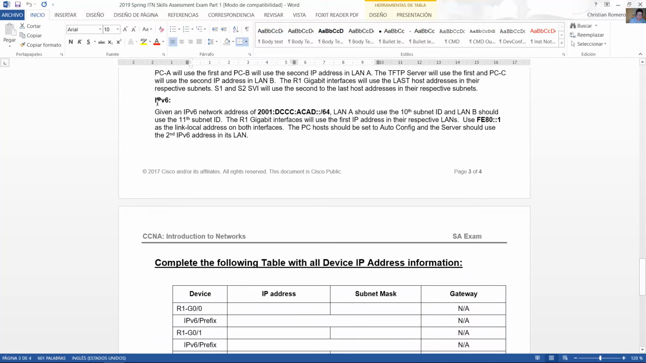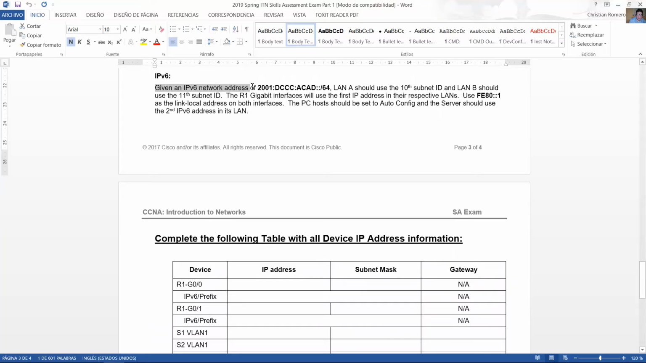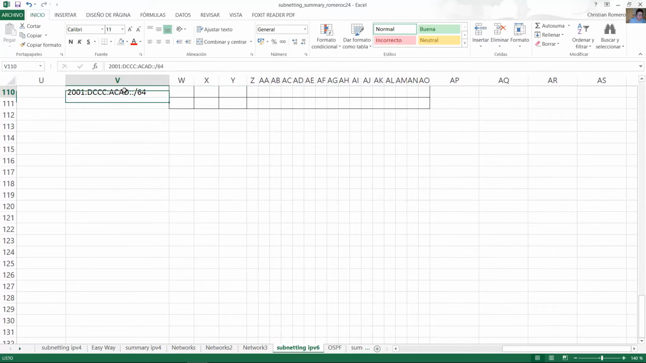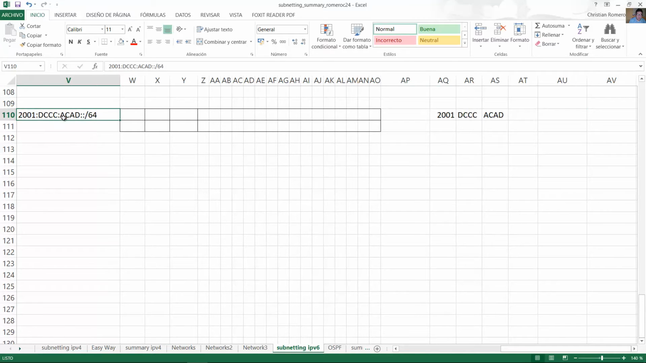And finally, IPv6. Given an IPv6 network address, LAN A should be the 10th subnet ID and LAN B should be the 11th subnet ID. The R1 gigabit interfaces will use the first IP address in the respective LANs. Okay, this is the base subnet on IPv6.